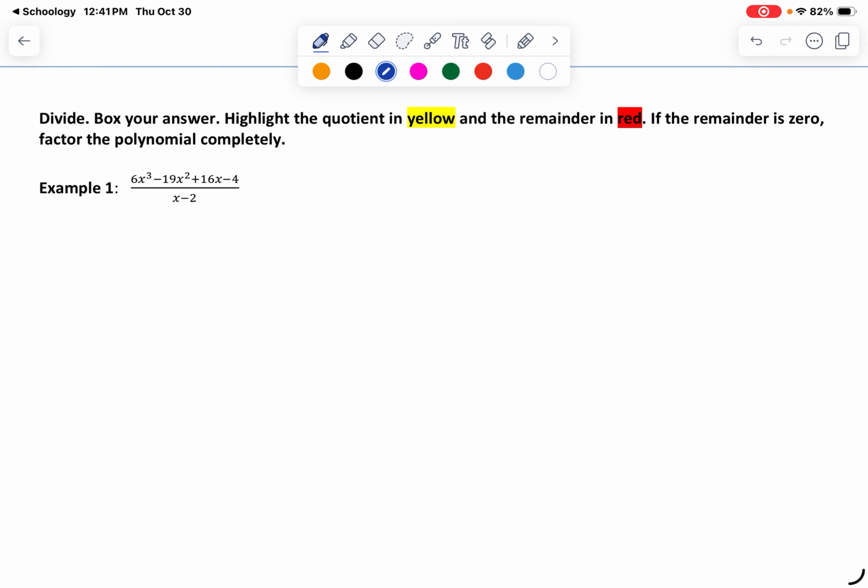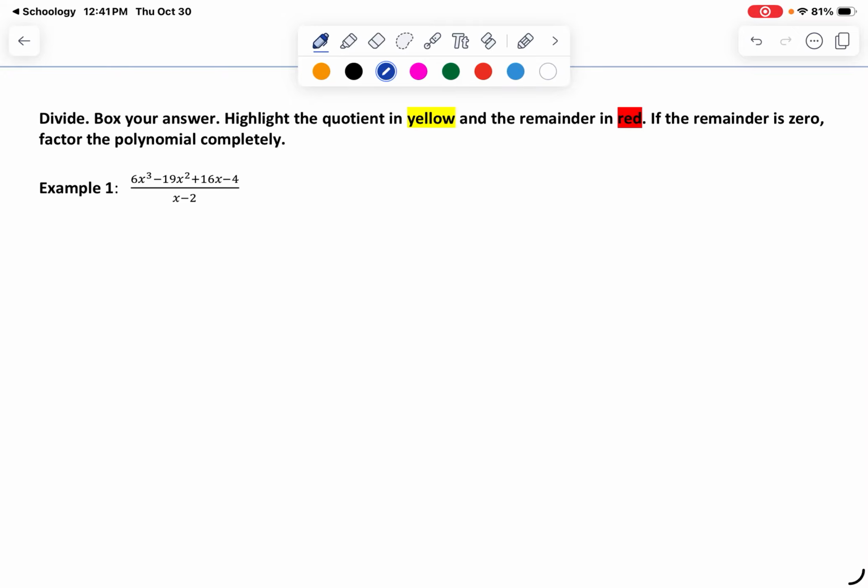Highlight the quotient in yellow and the remainder in red. There used to be a line that said quotient and a line that said remainder, and then you wrote it down. But I don't think that's necessary. I want you to know which one's which, okay? But I don't need you to write them on separate lines.